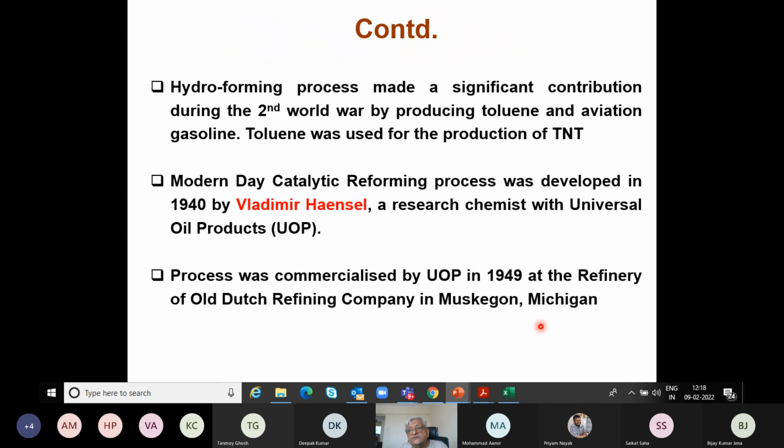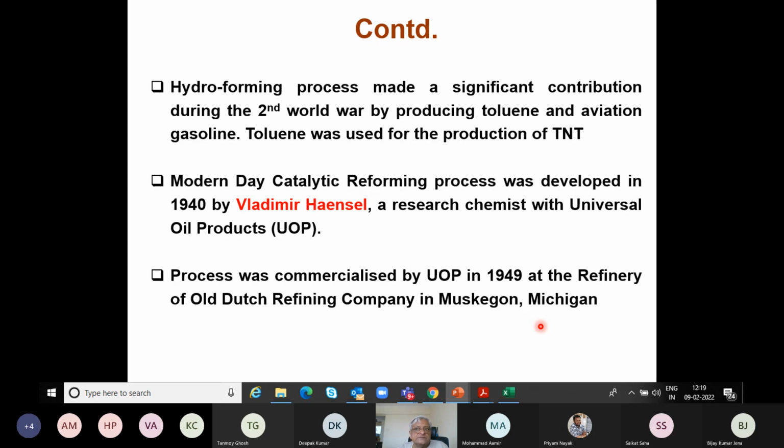Vladimir actually discovered platinum as a catalyst for this particular conversion. And he found that platinum is a much better metal as compared to molybdenum oxide in terms of converting naphthenes to aromatics, and also to convert paraffins to naphthenes to aromatics.